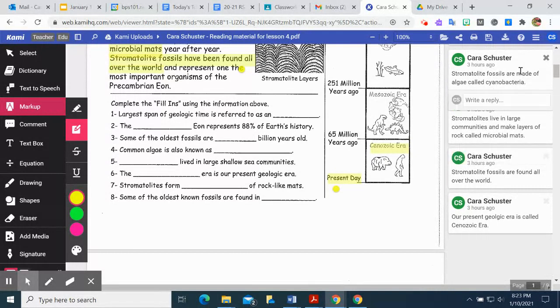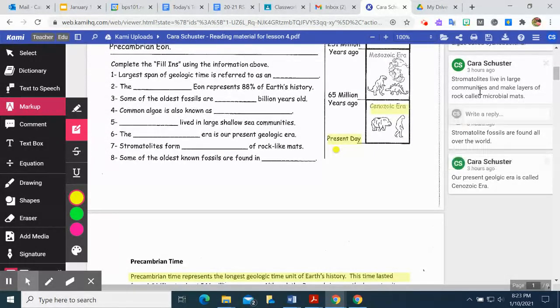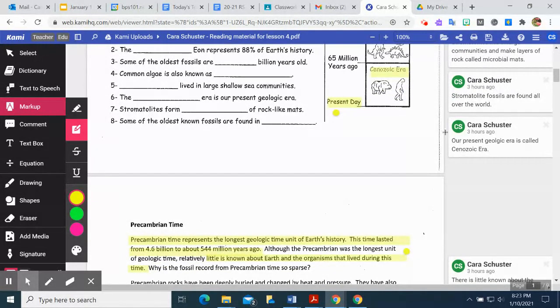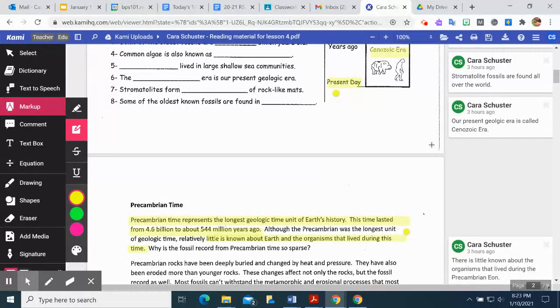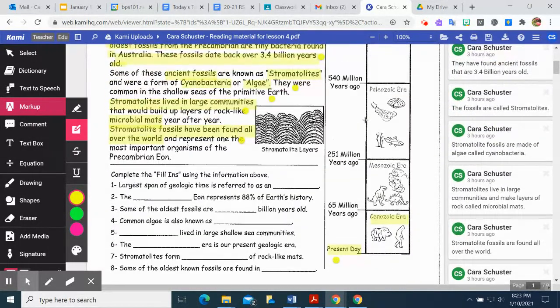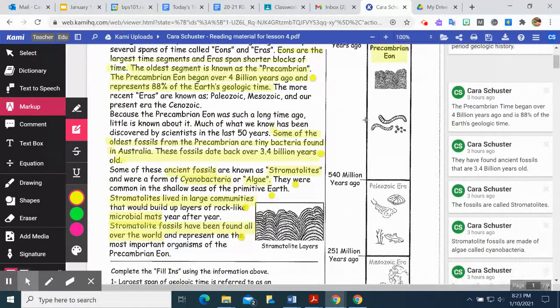And stromatolite fossils are made of algae called cyanobacteria. Stromatolites live in large communities and make layers of rock called microbial mats. Stromatolite fossils are found all over the world. And then remember, our present geologic era is called the Cenozoic era. So that's this part of this article.